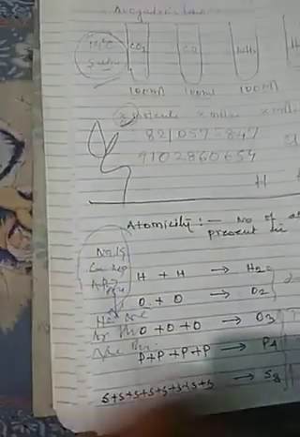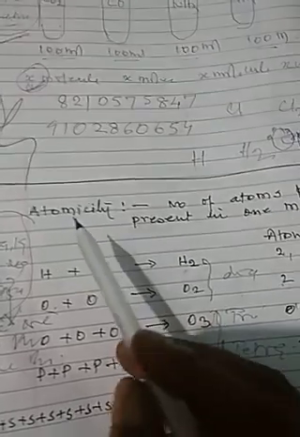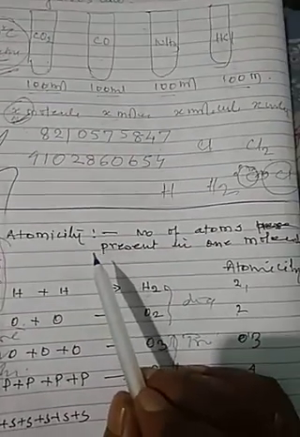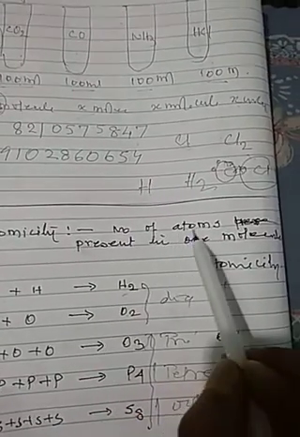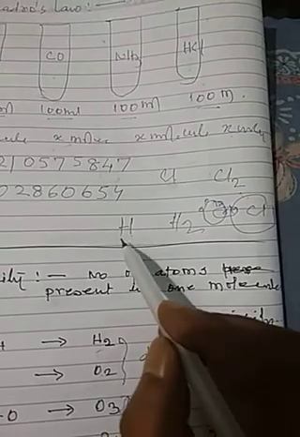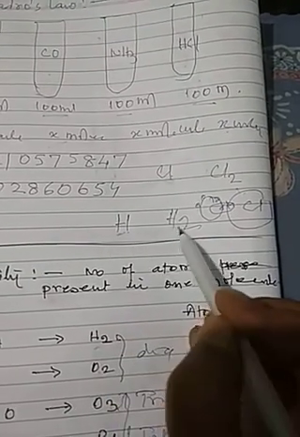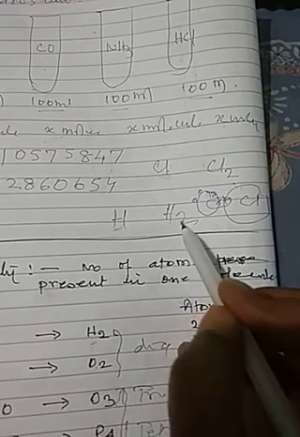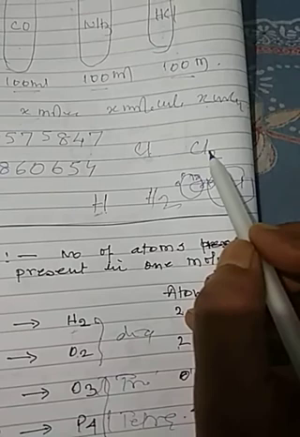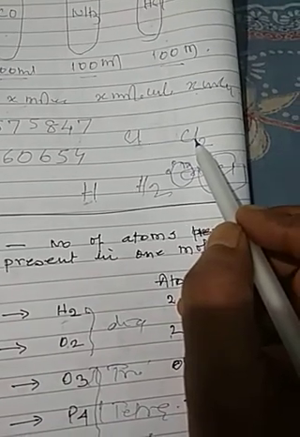Today our new topic will be atomicity. What is atomicity? Atomicity is the number of atoms present in one molecule. We know here, see, this is one atom, but this is not one atom, it is one molecule. This is one chlorine atom, but this is one chlorine molecule.